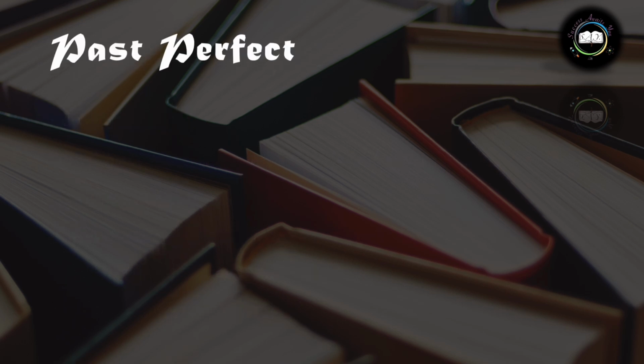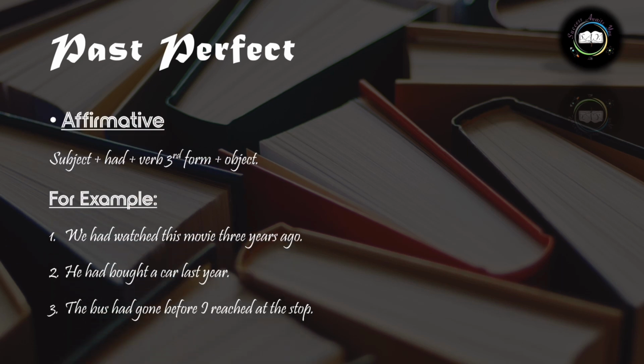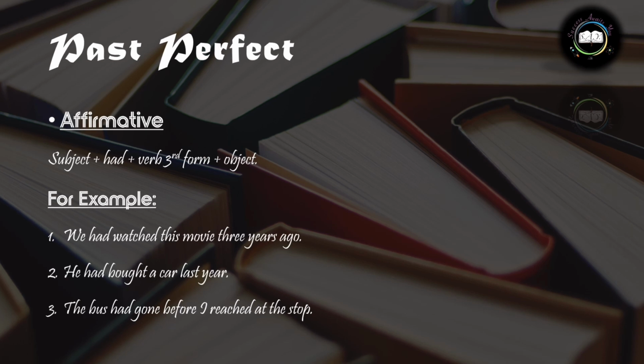Next up is past perfect tense, and the helping verb is had. For the affirmative, the structure is subject plus helping verb plus verb third form plus object. The examples can be, we had watched this movie three years ago. He had bought a car last year. The bus had gone before I reached the stop.